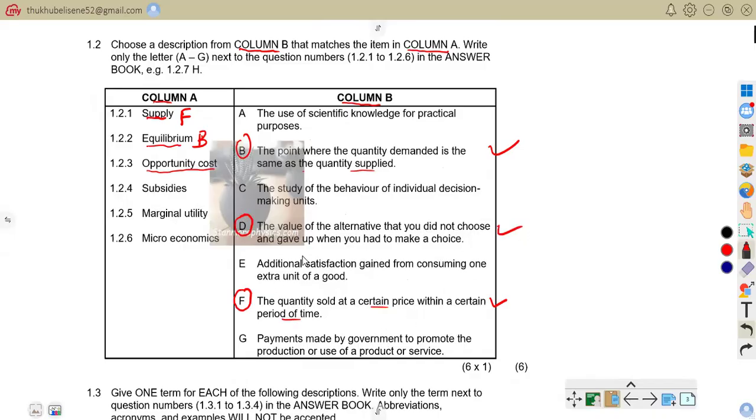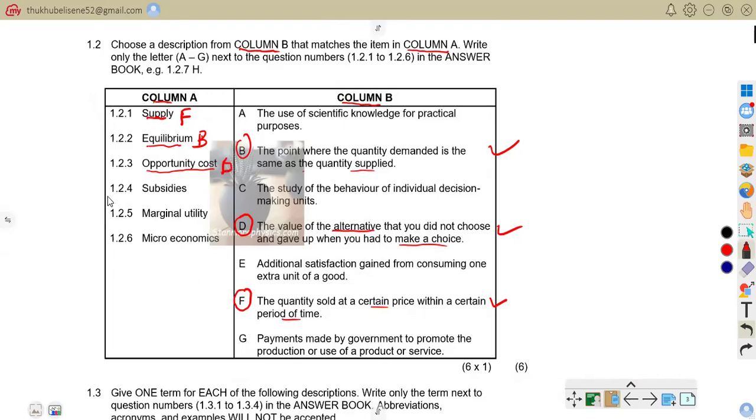What does this say? It says the value of the alternative that you did not choose and gave up when you had to make a choice. Meaning to say, opportunity cost is the next best alternative you give up. For example, if you choose to spend 100 on a data bundle instead of buying lunch, the lunch is your opportunity cost. Hope we are together on that. So we are saying D is correct.